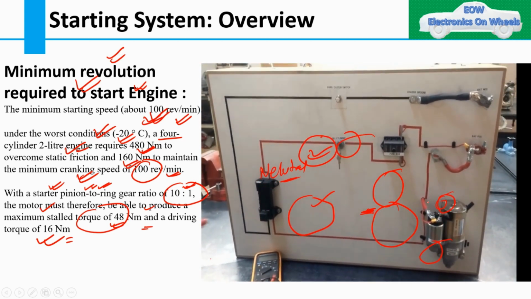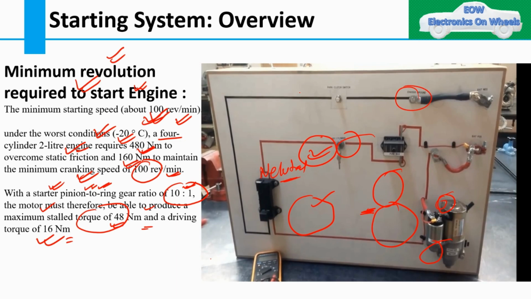So this is the only function, because it cannot revolve, it cannot give the revolution as per the engine. Engine revolution is much more. So it is necessary to disengage the starter motor, otherwise your starter pinion will get damaged. Now you might have seen a few components.